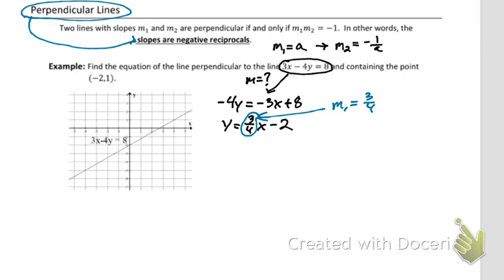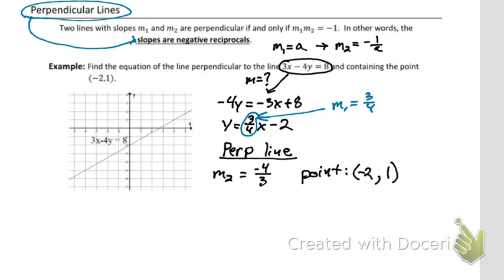So if my original slope is 3 over 4, let's talk about our perpendicular line. What is the slope of our perpendicular line if our original slope is 3 over 4? Oh, it'd be negative 4 over 3. Yep, it's a negative reciprocal, so this is going to equal a negative 4 over 3. They also gave us a point, negative 2, 3. Not negative 2, 3, it's negative 2, 1.